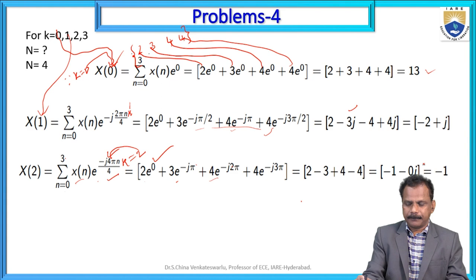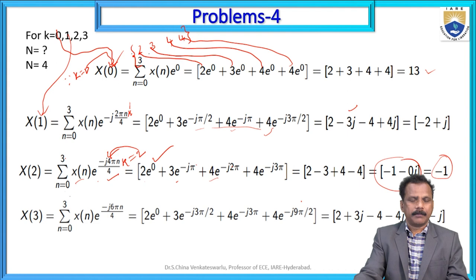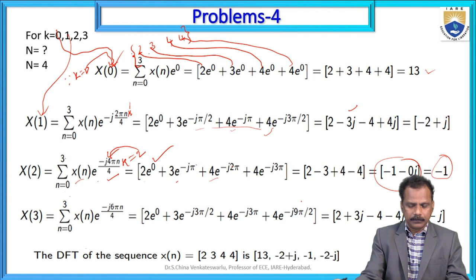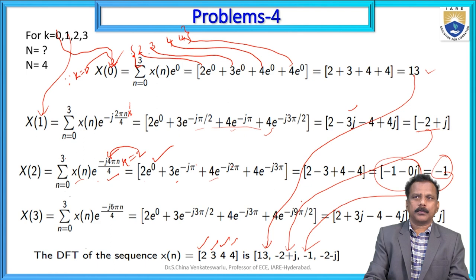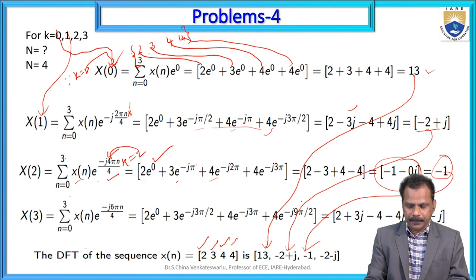So like this, for X of 3, same thing. Go on substituting this value, so finally we verify all. This is the DFT of the sequence x of n equal to 2, 3, 4, 4. Starting with k equal to 0, it is 13. If k equal to 1, it is minus 2 plus j. If k equal to 2, minus 1, and then k equal to 3. So finally, this value is like this. Like this, we compute the given sequence.